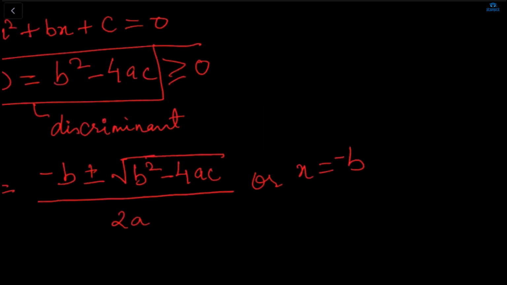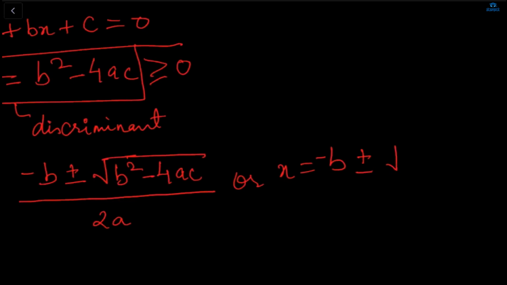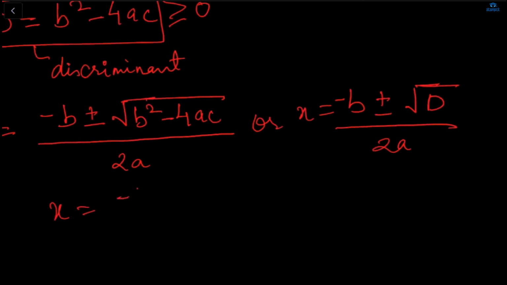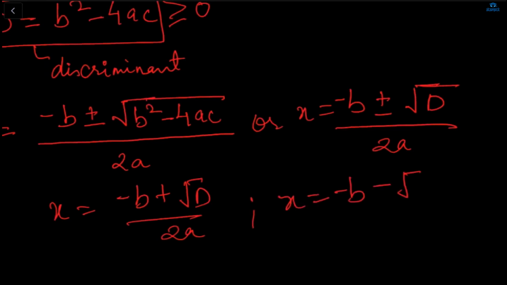Or you can write it this way: x is equal to minus b plus minus root D upon 2a, because first you find the value of D and can directly place it. So what will be the two roots here? One root will be x is equal to minus b plus root D upon 2a, and the other root will be x is equal to minus b minus root D upon 2a. One will be with the plus and one with the minus.